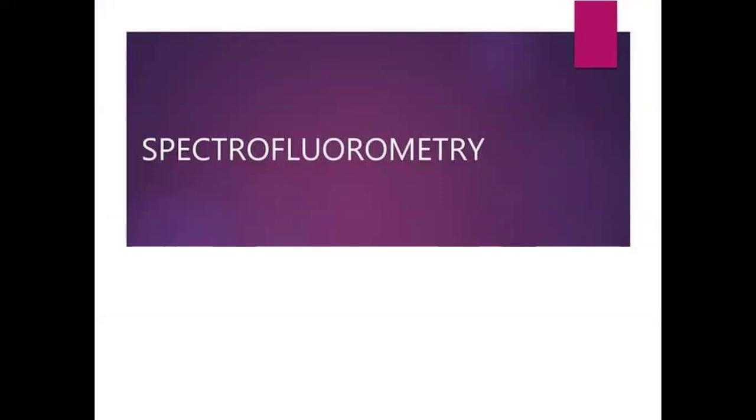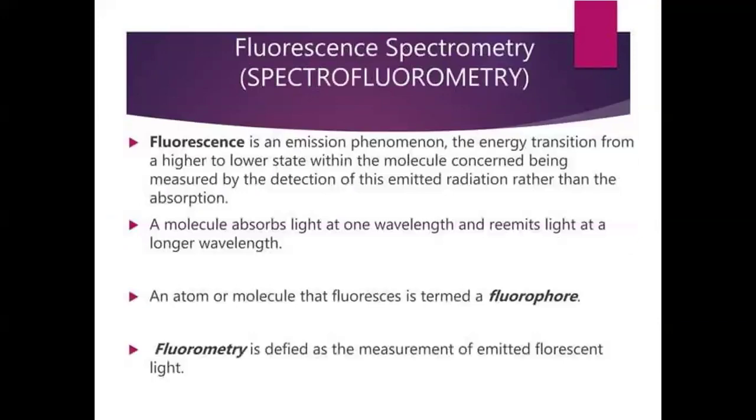The next principle we'll be learning is the fluorescence spectrophotometer. It is called a fluorescence spectrophotometer or fluorimeter. The principle is fluorescence. Fluorescence is nothing but the energy that is emitted by the molecule. So this spectrophotometer mainly works on the principle of emission.